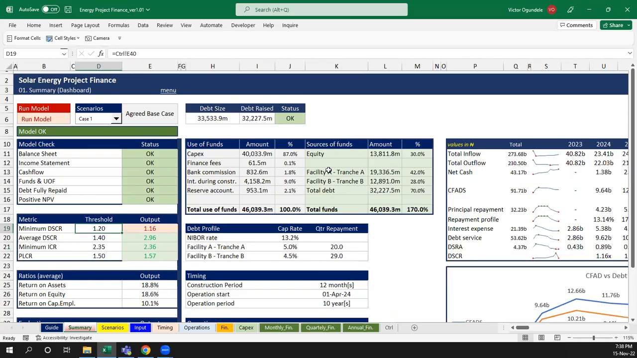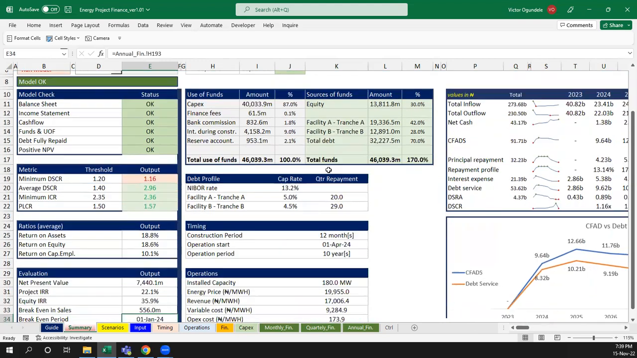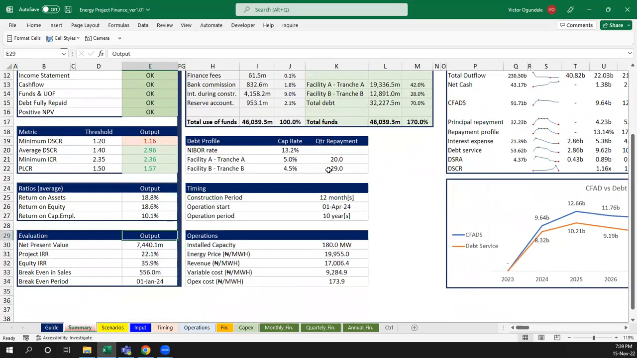Depending on the project, then this is the model output. You can see currently this project really cannot meet the minimum DSRA threshold required, but the average is fine. The minimum ICR and the PLCR are okay. Then other ratios as well. So you can see everything from the dashboard, and you can see the project evaluation: the NPV, project IRR, equity IRR, break-even period, and break-even sales as well.